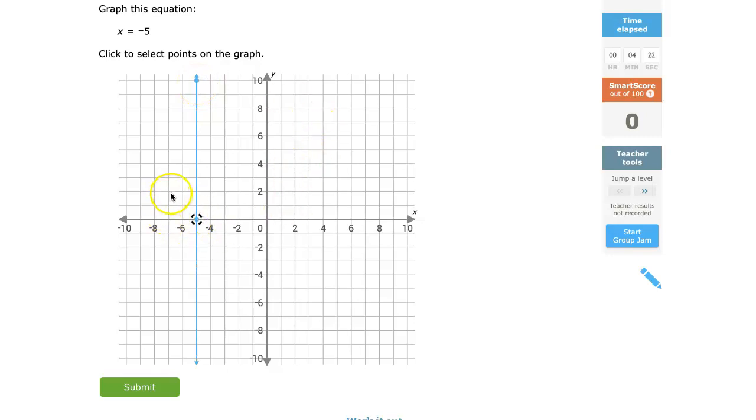So in order to make sure that you graph this on IXL, you just need to pick x equals -5 and more than one point. It does not matter which of the points you choose along x equals -5. You just need to make sure that you pick one.